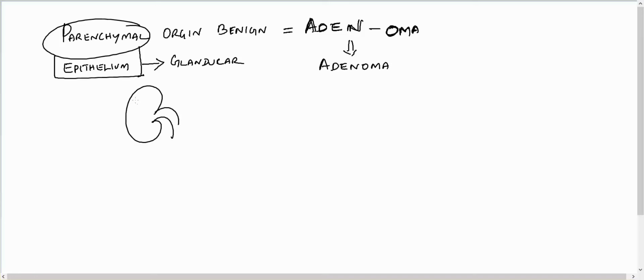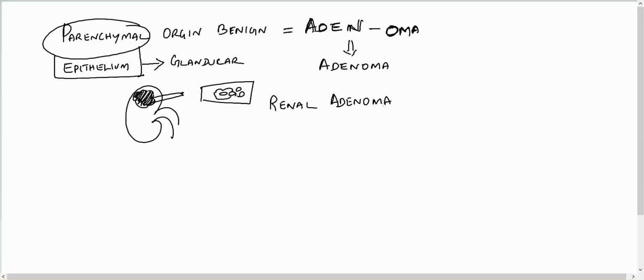For example, this is a kidney and the person has a tumor and you are taking a biopsy from this tumor and you are seeing under the microscope, and this tumor is forming a lot of glandular structures and it is benign. So how do you call it? Kidney means renal, and it is from the epithelium, forming glandular structure and it is benign. It is called renal adenoma.